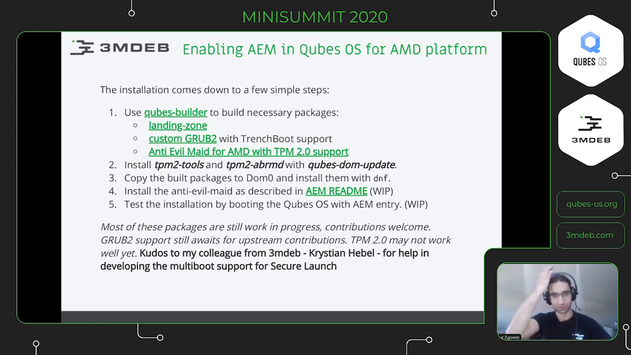The second step is to install the TPM2 tools and TPM2 ABRMD with the Qubes dom0 update. It will download the publicly available Fedora packages for these tools and the resource manager for TPM, just to provide us with the tools which will be required by the Evil Maid package. And the first step would be to copy the built packages from point 1 to dom0 and install them with DNF.